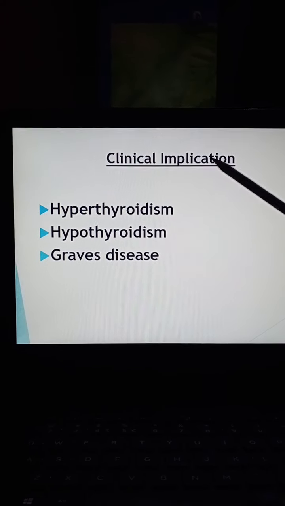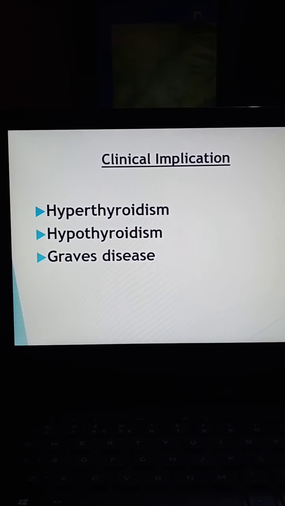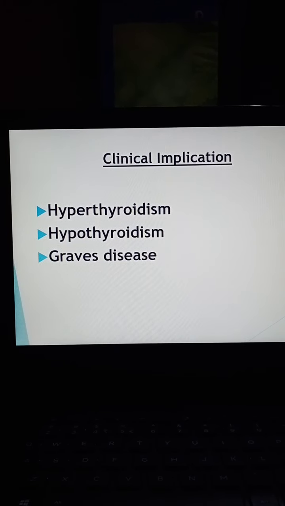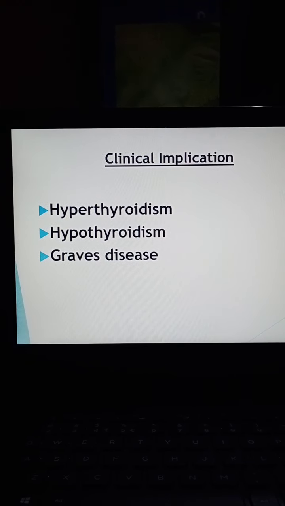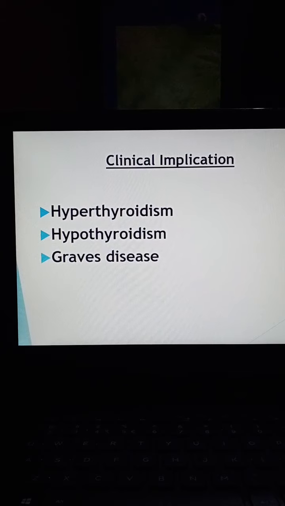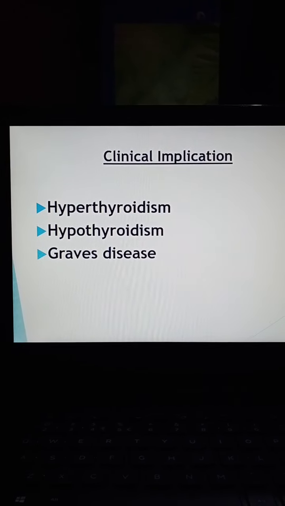Next is clinical implication. Before going to the clinical implication of the histology of the thyroid gland, you must know about the function of the thyroid gland. So what is the function of the thyroid gland? As you know already, the thyroid gland secretes T3, T4 and calcitonin hormone.